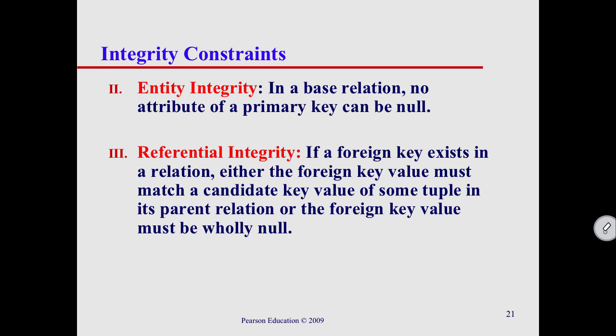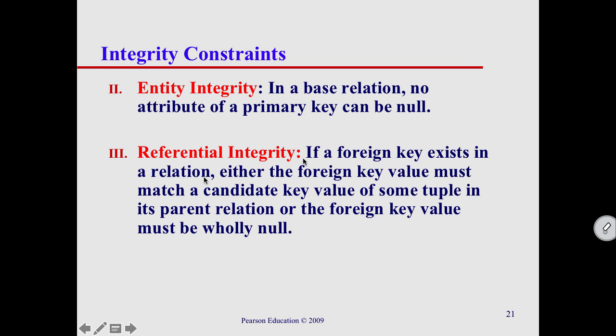What does that also kind of imply? If no field in a primary key can be null, what does that imply about the attributes? Required or optional? Required. So all attributes in a primary key are required. So entity integrity refers to primary keys.